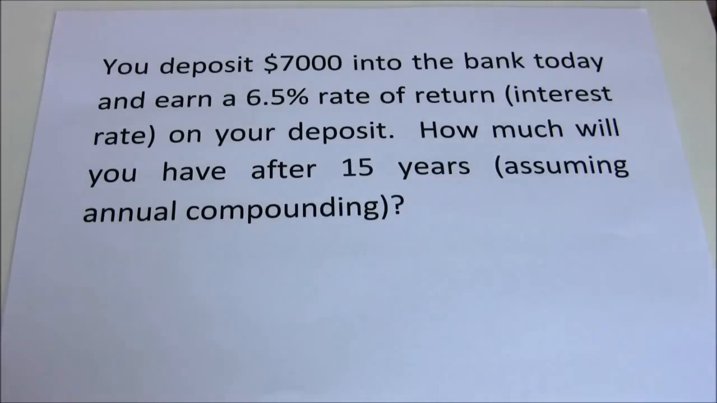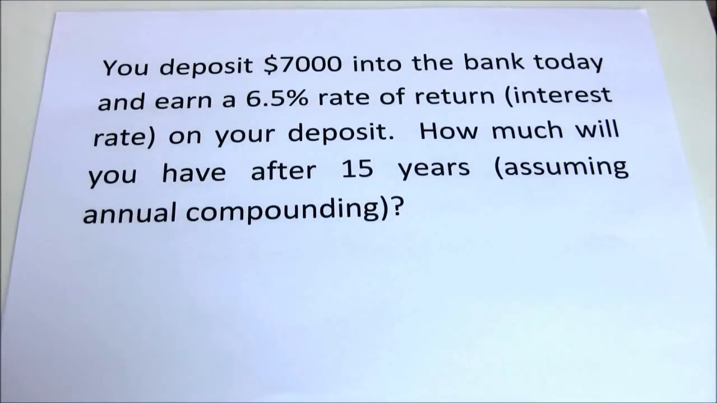Now let's walk through an example. You deposit $7,000 into the bank today and earn a 6.5% rate of return or interest rate. Now normally when you think of a bank deposit, it's referred to as an interest rate. It's a loan you're making to the bank, so they're paying you interest. But in class a lot of times we'll see other terms like discount rate.